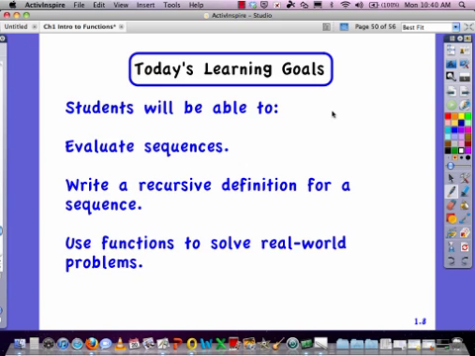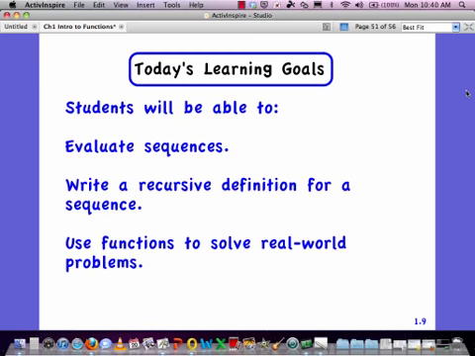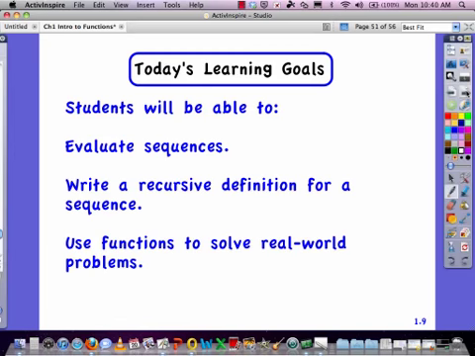We won't make it 2 days worth of work. Looking at section 1.8's goals: write a recursive definition for a sequence, and then try to solve real-world problems as well. Then in 1.9, we're going to be able to evaluate sequences, write the recursive definition for the sequence, and use real-world problems. So you can see both are related to each other, but we will go through some of the definitions, vocabulary, and how you work the equation.